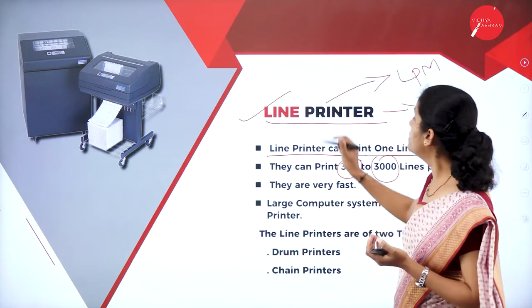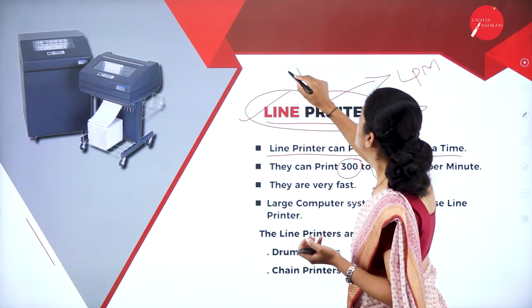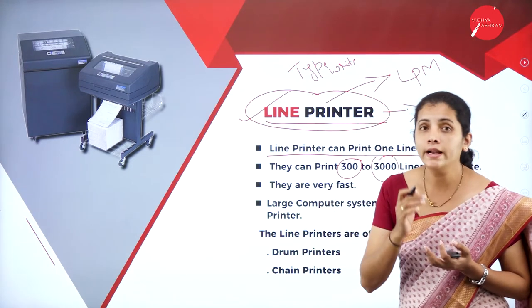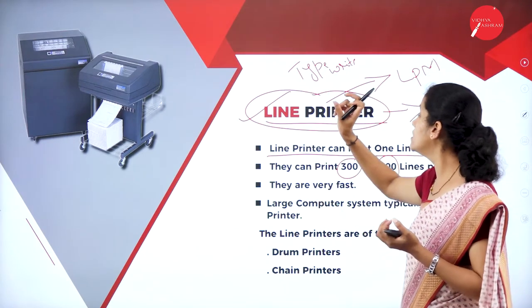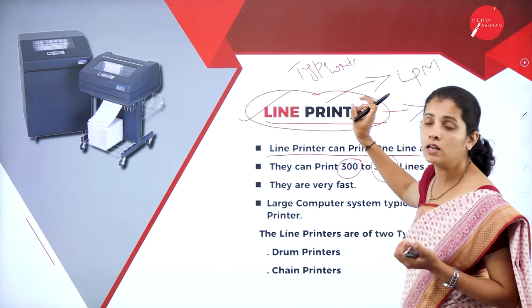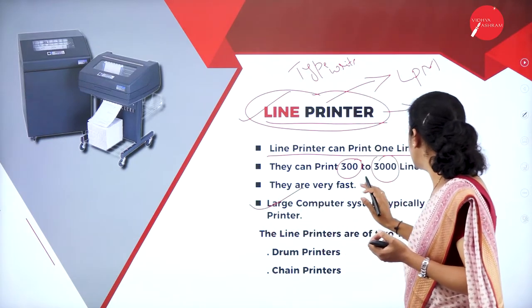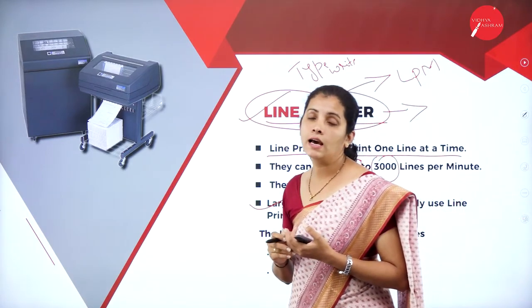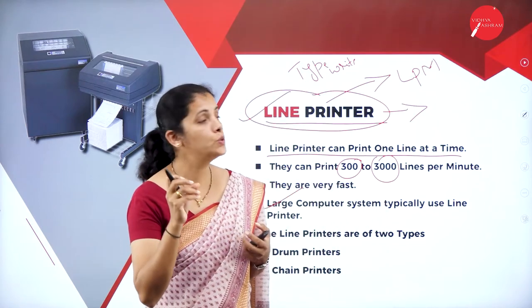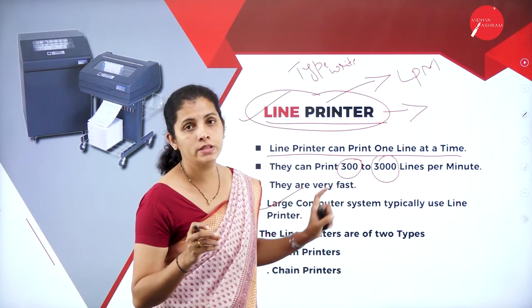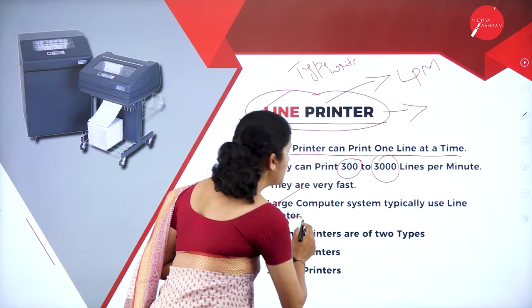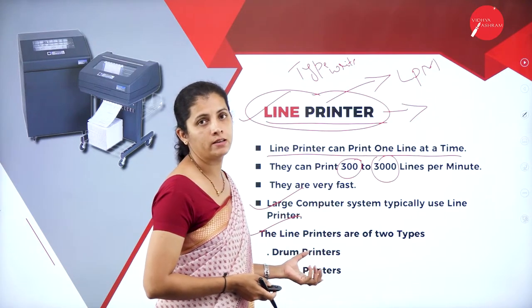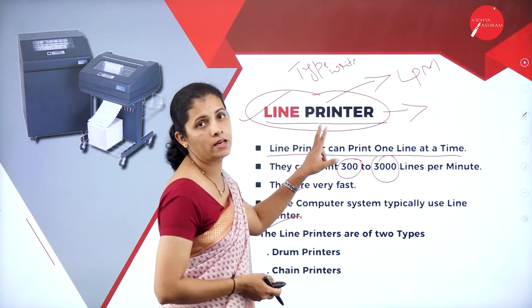That is nothing but LPM, and they are very fast. The best example for a line printer is the typewriter. That means the working mechanism of a typewriter and a line printer are the same. Large computer systems typically use line printers. That means most larger computer systems use line printers to produce their output. There are two types of line printers, that is the drum printer as well as the chain printer. These are the two types of line printer.